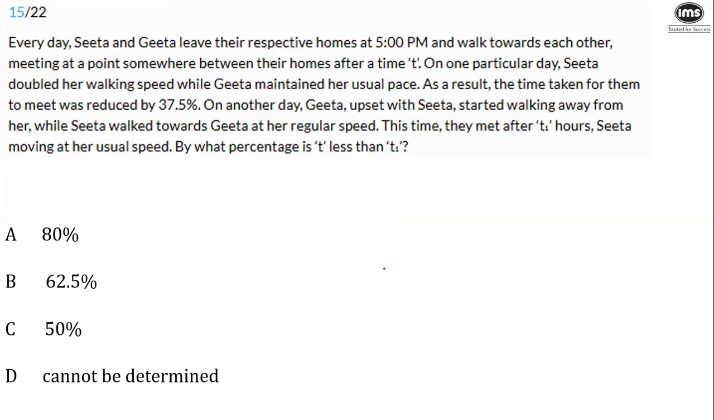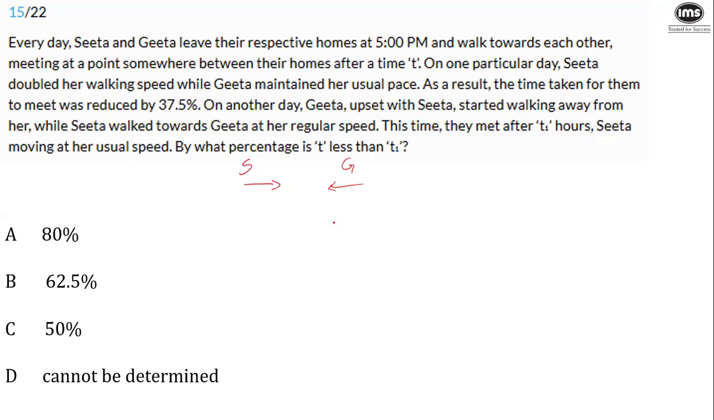Every day, Sita and Geeta leave their respective homes at 5 and walk towards each other. They are walking towards each other. Their relative speed will be A plus B. On a particular day, Sita doubles her speed while Geeta maintains. Let's say this is Sita, this is Geeta. And as a result, they meet.